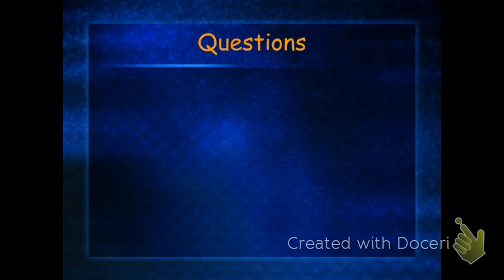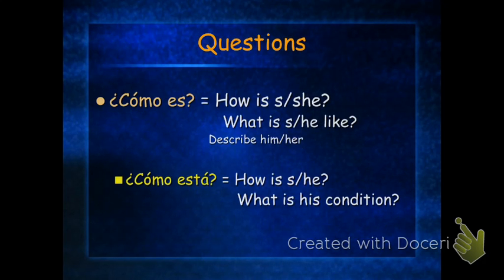Lastly, we want to look at these important questions. So there's two big questions. ¿Cómo es? How is somebody? And ¿cómo está? How is somebody? So ¿cómo es? versus ¿cómo está? ¿Cómo es? How is she? What's she like? Describe is what that's asking for. ¿Cómo está? is asking for condition. What are they doing right now?